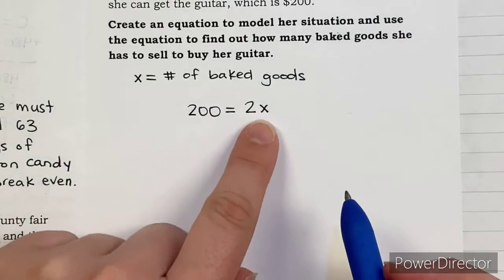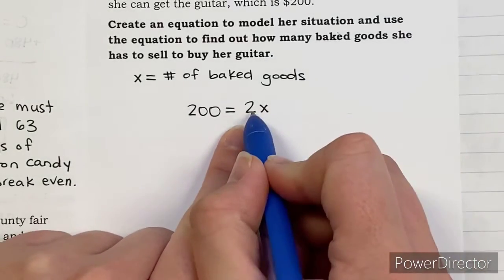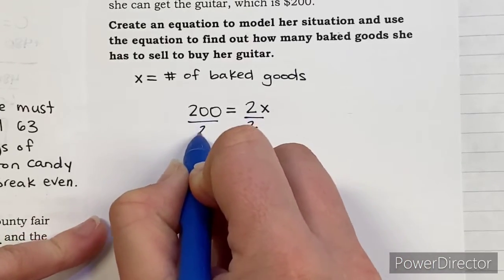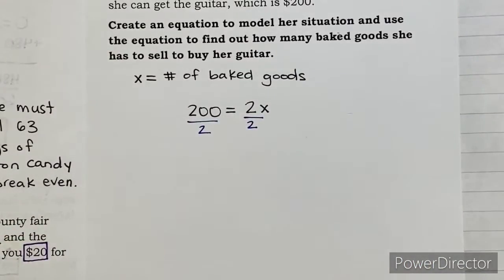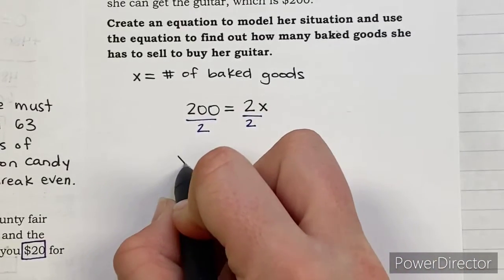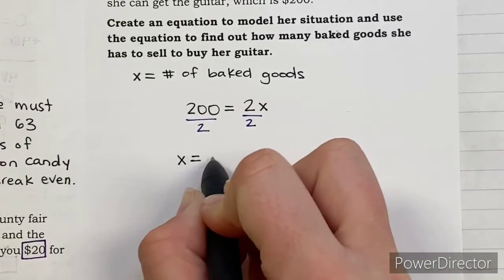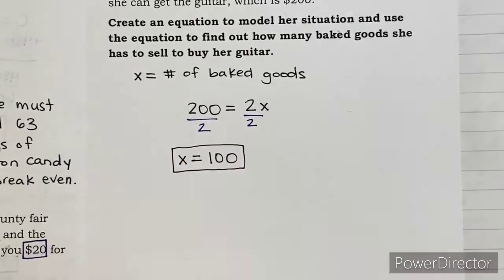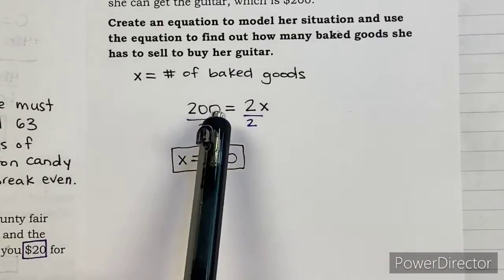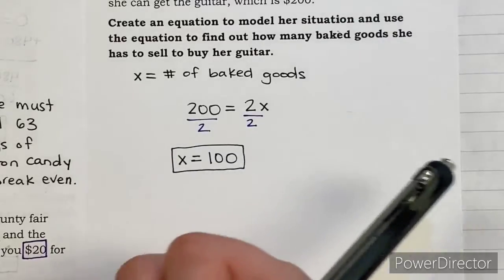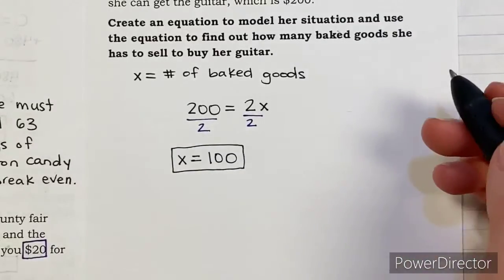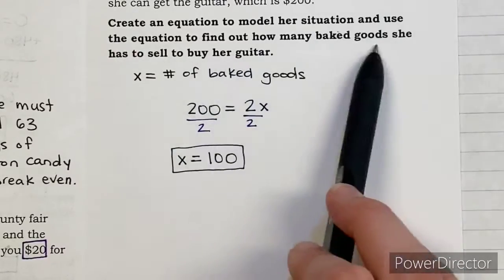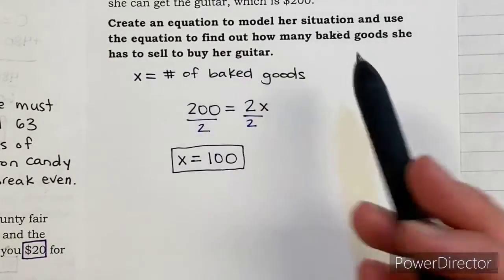In order to isolate that variable, we would just need to get rid of that 2 using division. So we're going to divide both sides by 2. And that gives us x is equal to 100. Now, again, x is equal to 100 is correct, but what does that actually mean in real life? So if you're confused on this part, look back at your question. It says, how many baked goods does she have to sell to buy her guitar?